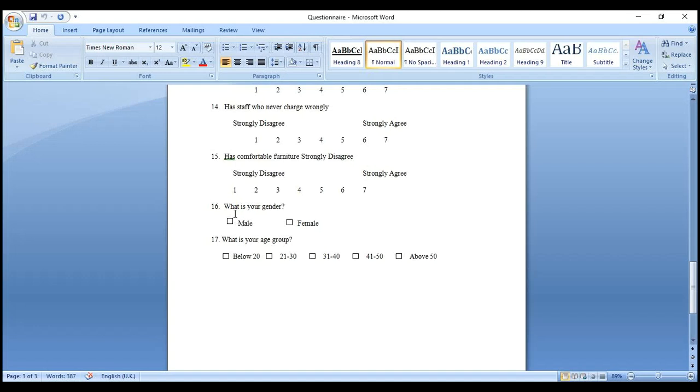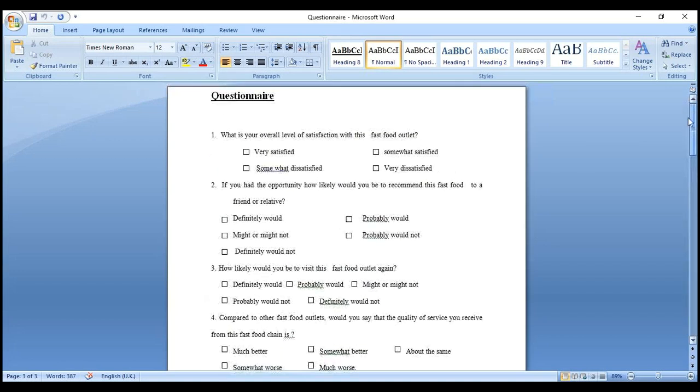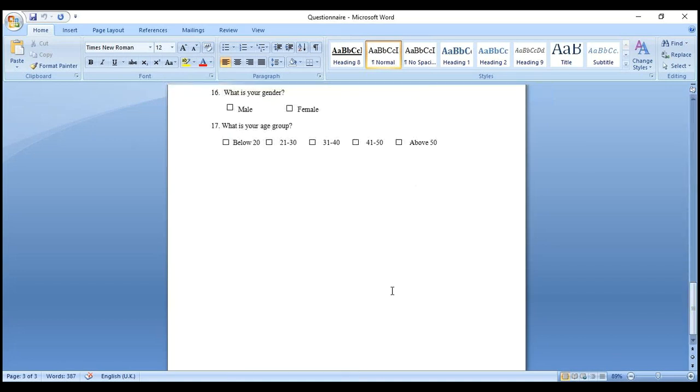And if you want to know the gender, male and female, they can tick the box. Or maybe you can add, don't want to say, maybe the people have mixed gender. So what is your age group? That's the way: don't ask for the specific age, ask which age group you belong to. Because we don't need that specific age. We want to explore which age group, what they do, and whether they are satisfied with this service.